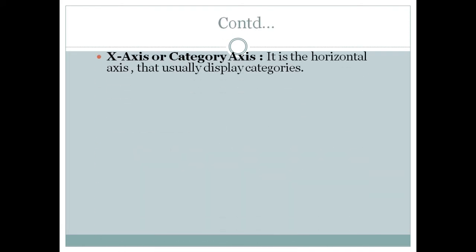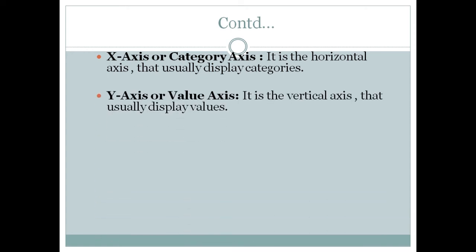The next component is the x-axis or category axis. It is the horizontal axis that displays categories. So it is the x-axis where we display the text of the data series. Now coming to the y-axis, it is the vertical axis that displays values. Here the values, the numbers, are depicted based on the text written on the x-axis.